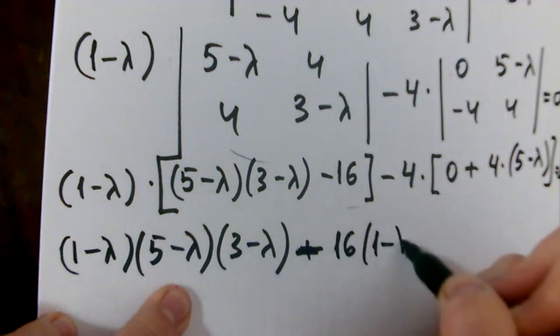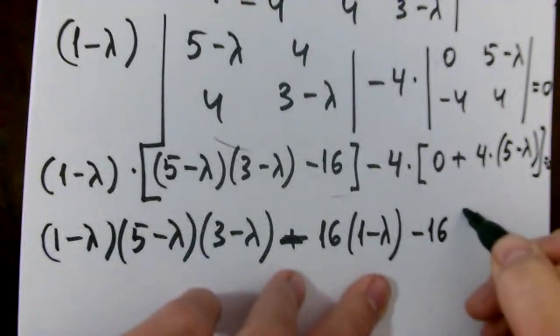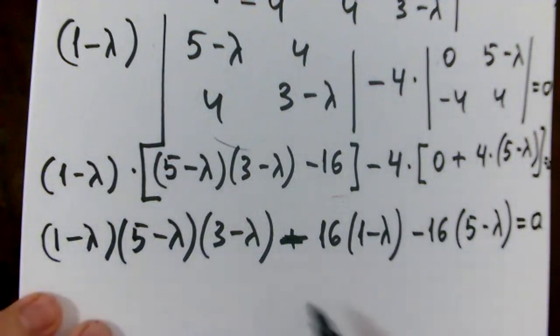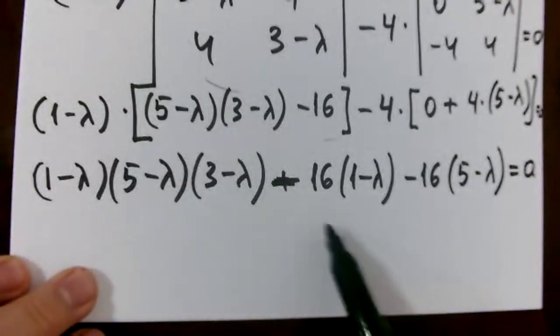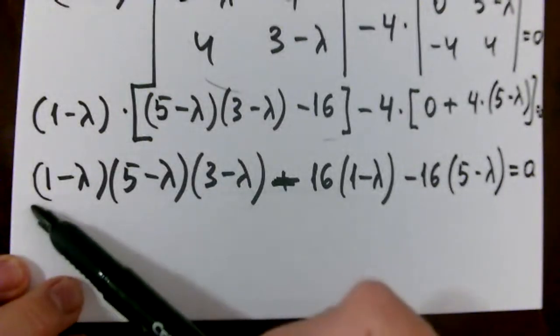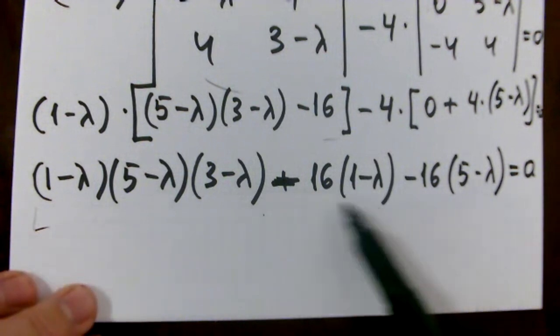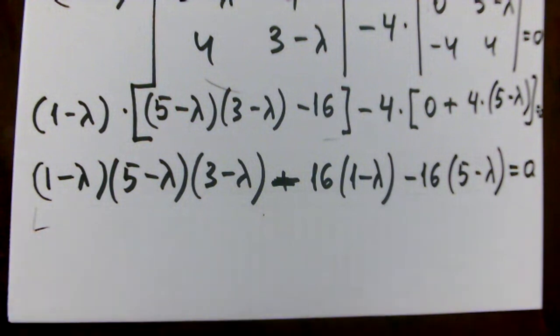Minus 16, 1 minus lambda, and here we have minus 16 times 5 minus lambda is equal to 0. As you can see, the situation looks much trickier now. Yeah, last time we had only 2 terms. The first term was quite a big one, and the second one was pretty obvious. But this time something really bad is happening here. You know what we can try out?